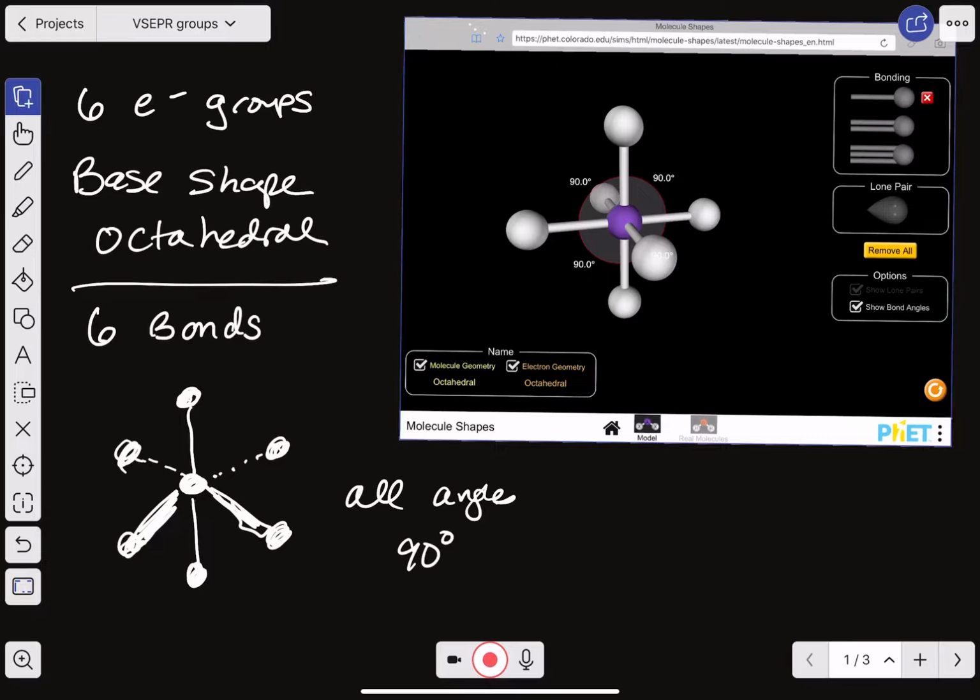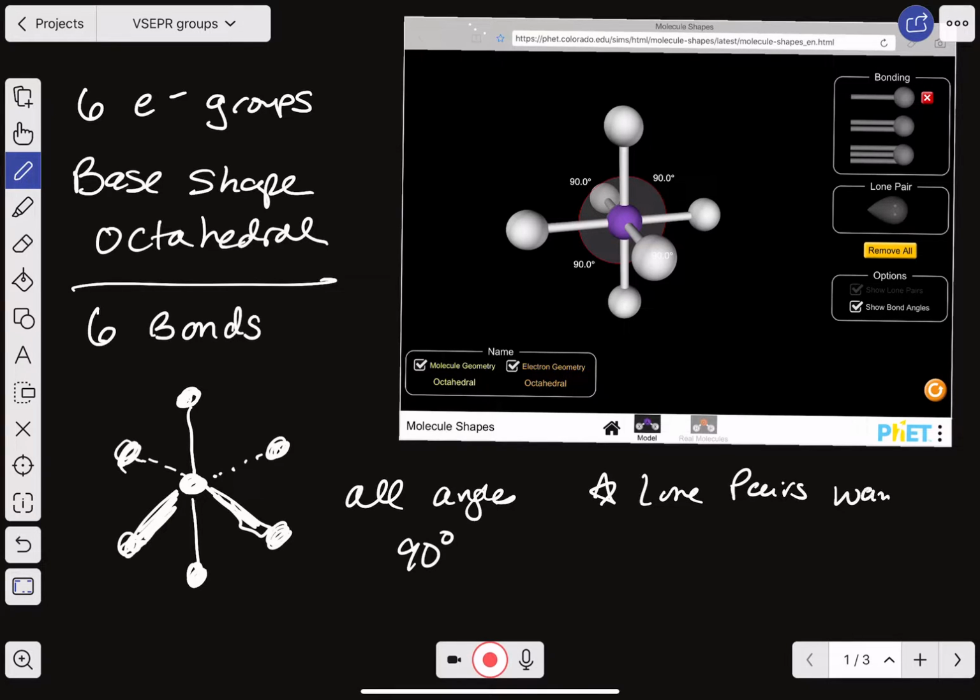Okay, so let's think about what happens if one of these is no longer a bond but becomes a lone pair. So again, I know that lone pairs want as much space as possible. So I need to think about which one of these is no longer going to be a bond and be a lone pair. And it actually turns out this molecule is so symmetrical that all 6 positions are exactly the same. So if you're taking your model, you've made your octahedron, you're trying to figure out which bond goes away, it doesn't really matter.